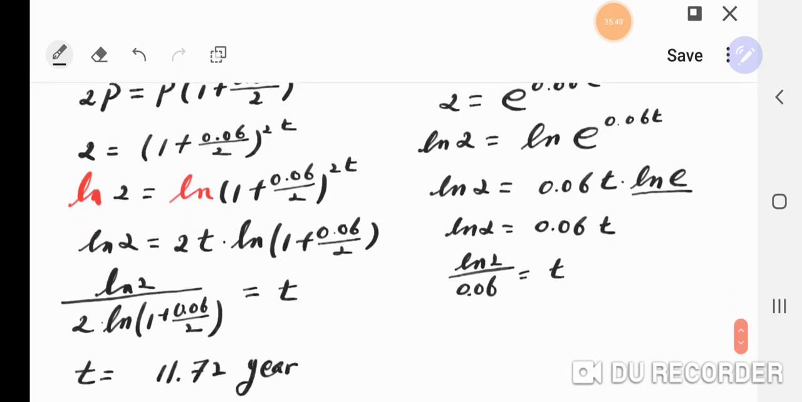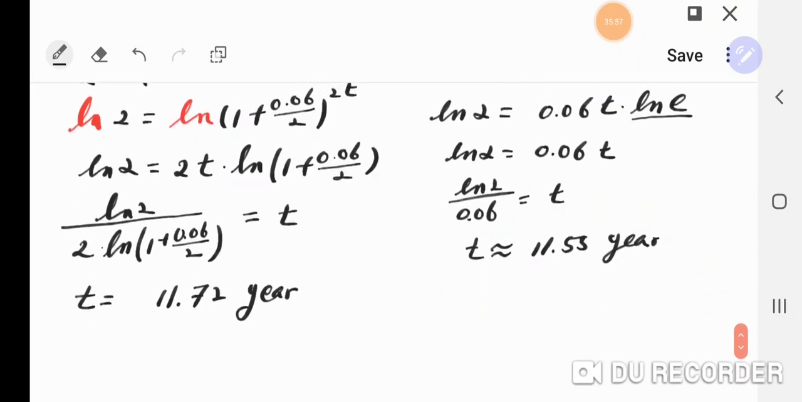So t is approximately equal to 11.55 years. So if we compare these two, it's pretty much similar: 11.72 and 11.55 years. So probably this is more accurate.